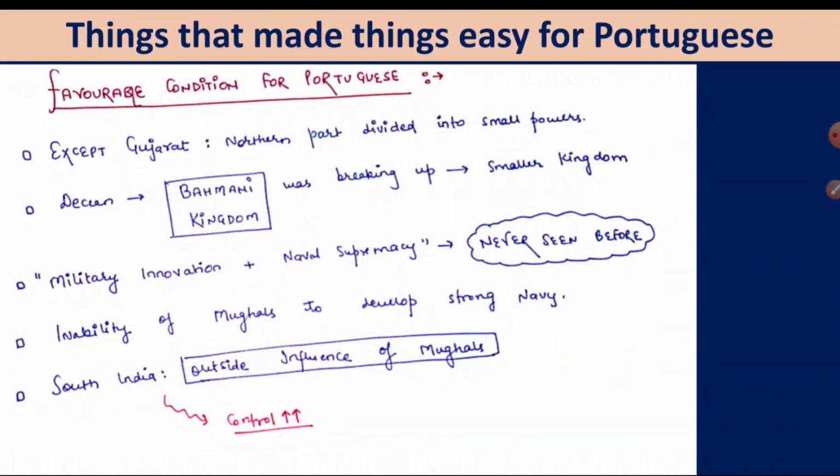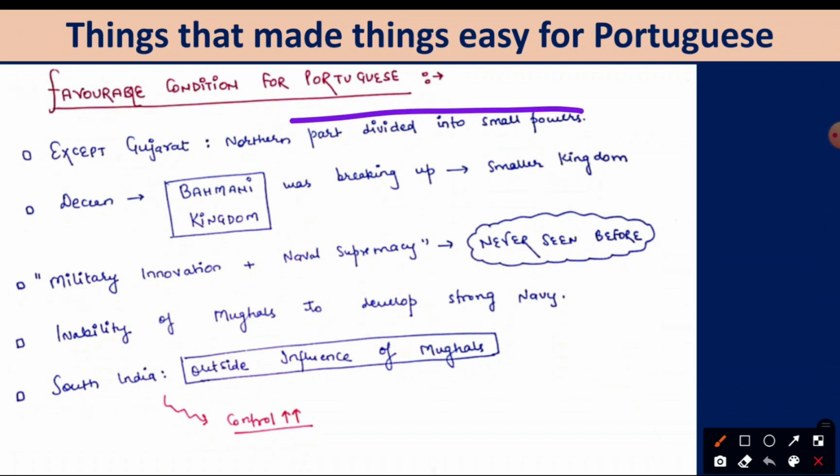Now, the things that made things easy for the Portuguese. So what were the favorable conditions for the Portuguese to establish themselves in India? The northern part was divided into small powers. The Mughals were there, but still there was always infighting, someone fighting with the other, even within the Mughal kingdom. So they were always busy with themselves. There was no big unified power.